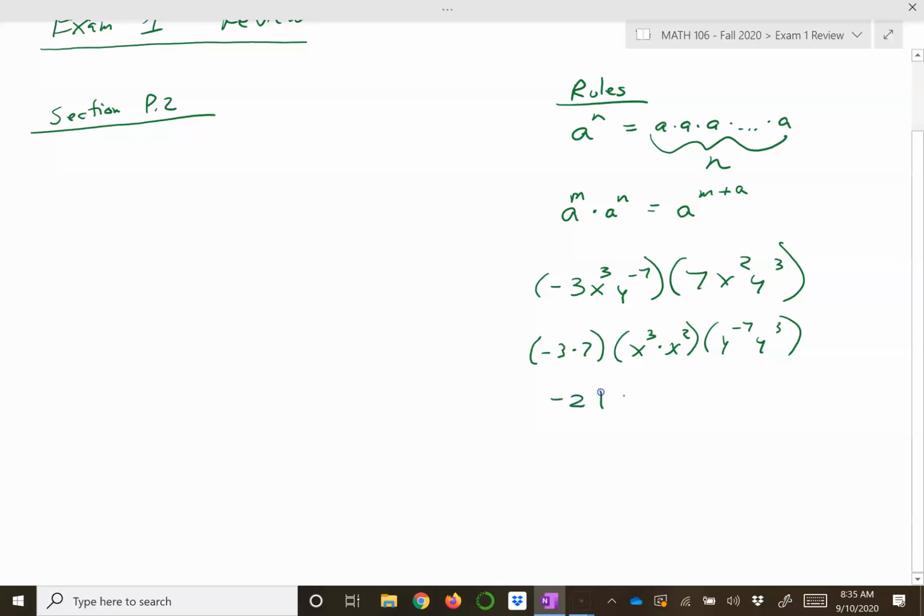You have negative 21. Now for the x's, again, this is same base, different exponents. You just add them per our rule up here. So you have x to the 5th. And then same thing with the y's, but we'll have a negative 4. So what does a negative exponent do? Yeah. Go ahead, Kaylee. Somebody answered it, but I couldn't really hear.